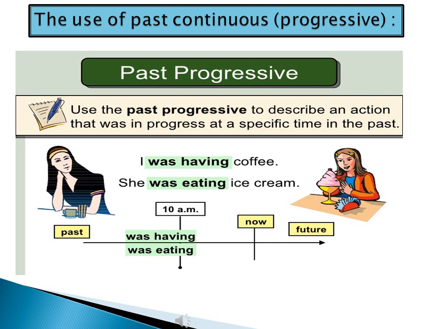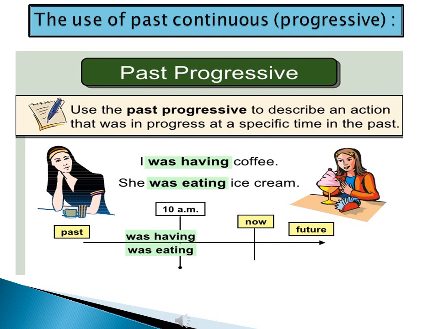After we have seen the form of the past continuous, now we are going to see its uses, when it is used. The past progressive is used to describe an action that was in progress at a specific time in the past. يعني كيوصفنا واحد الحدث اللي كان في تقدم في الباست. كل شيء في الباست ماشي في الحاضر.